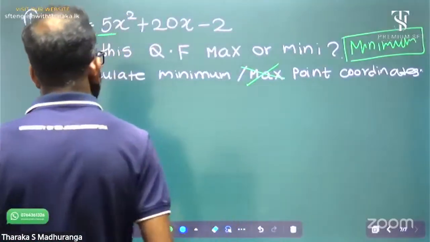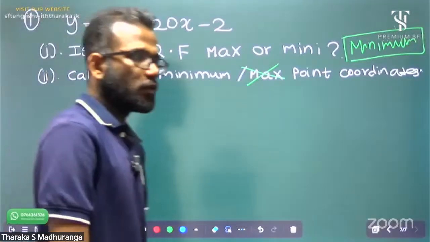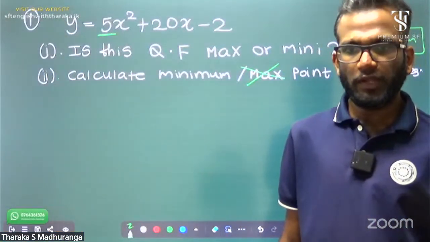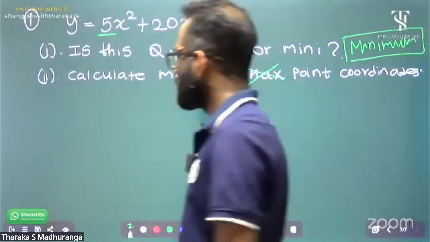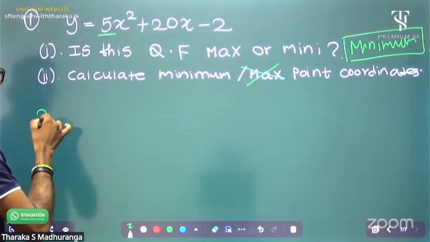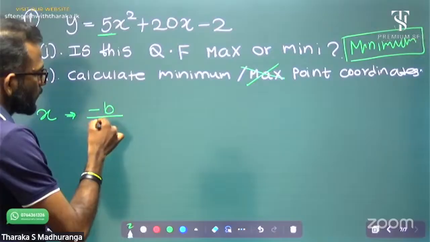Okay, what is the x coordinate? Minimum point x coordinate, or turning point x coordinate. How to calculate the turning point x coordinate? What's the equation? Very simple. Minus b over 2a.